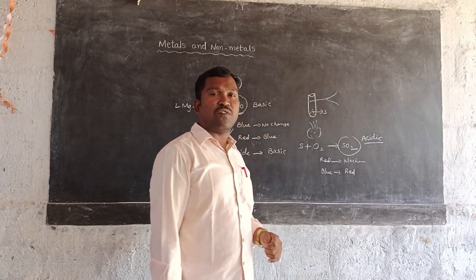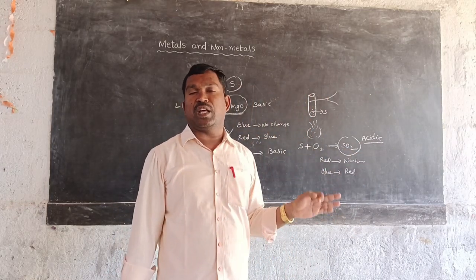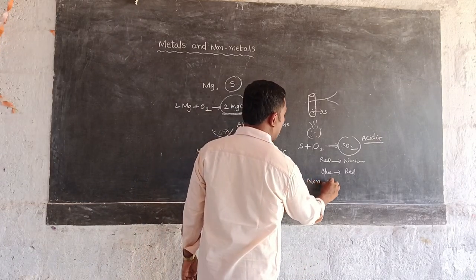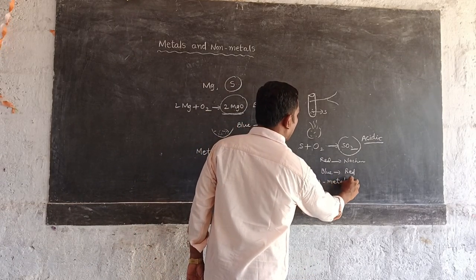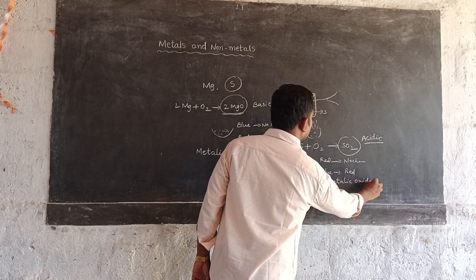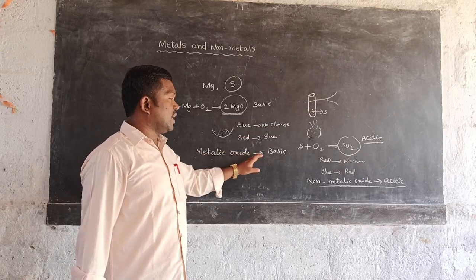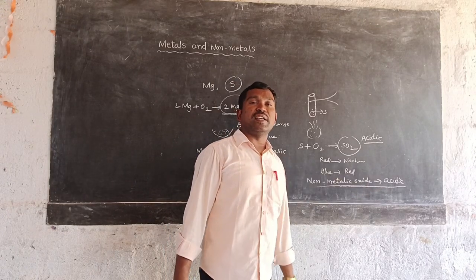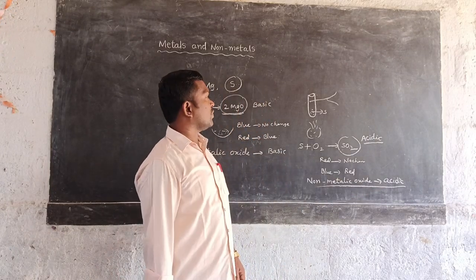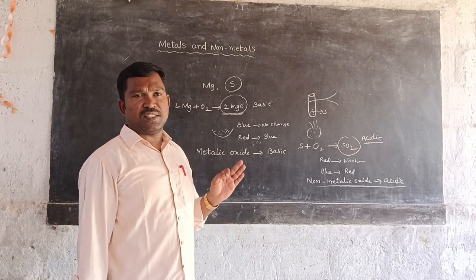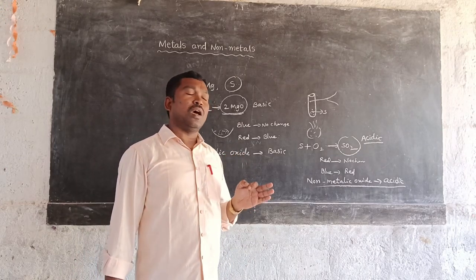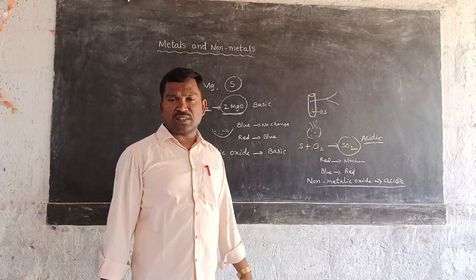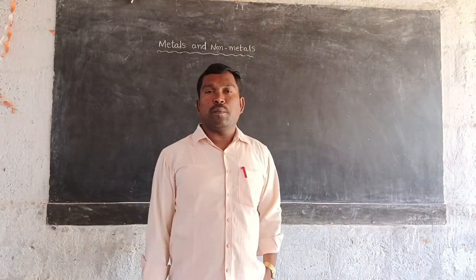Sulfur is a non-metal, and sulfur dioxide is a non-metal oxide. So all non-metallic oxide nature is acidic nature. All metallic oxide nature is basic nature. All non-metallic oxide nature is acidic nature. In this activity, we show that all metallic oxides are basic in nature and all non-metallic oxides are acidic in nature.